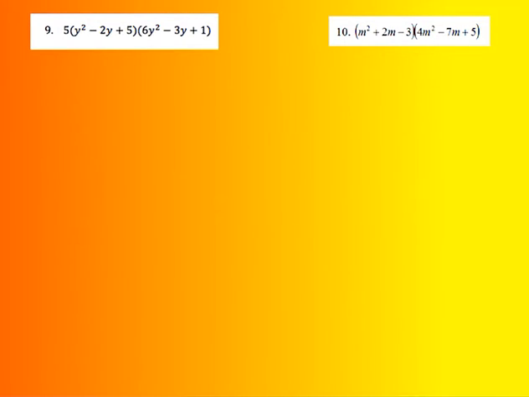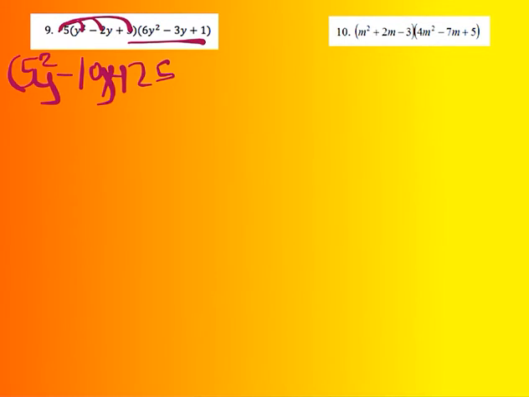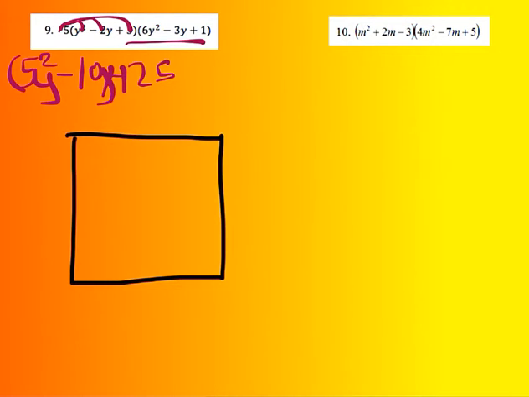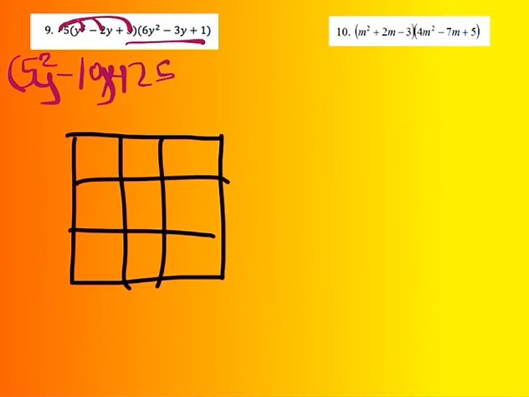Okay, so first thing I need to do, I see this 5 on the outside. So first thing I need to do is to distribute the 5 into one of them, not both of them. So this first parenthesis is going to become 5y squared minus 10y plus 25. And then we're going to multiply it by that guy right there. So now, since I have a 3 by 3, I need to set up a 3 by 3 box. Beautiful, right? I know, I did a great job.